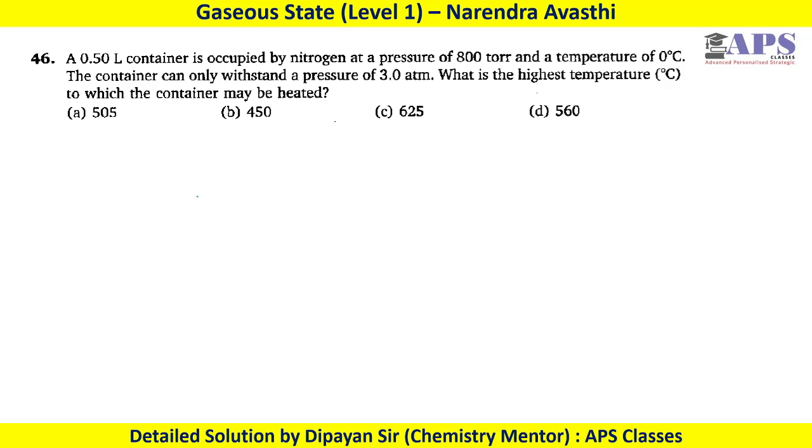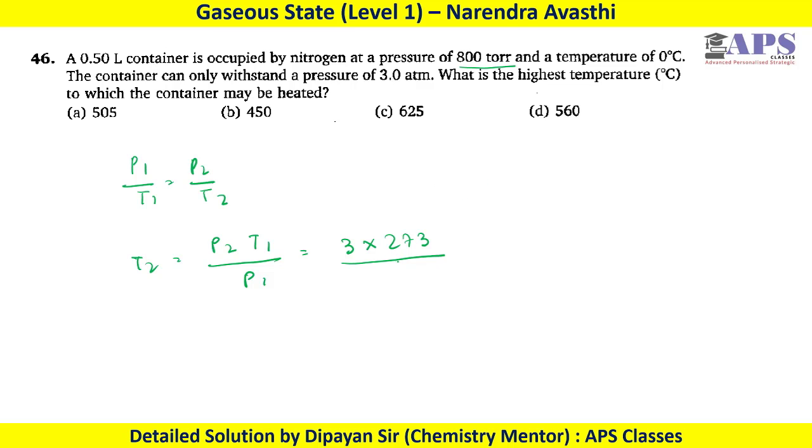So it is a case of P1 by T1 equal to P2 by T2. So you have to calculate T2, that is T2 is P2 T1 divided by P1. All the information is given here, so we have to calculate the temperature. The final pressure is 3, multiplied by 273 (0 degree centigrade), divided by the initial pressure, which is 800 torr.